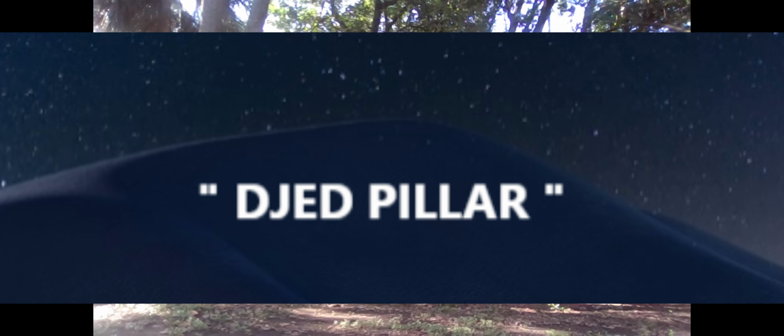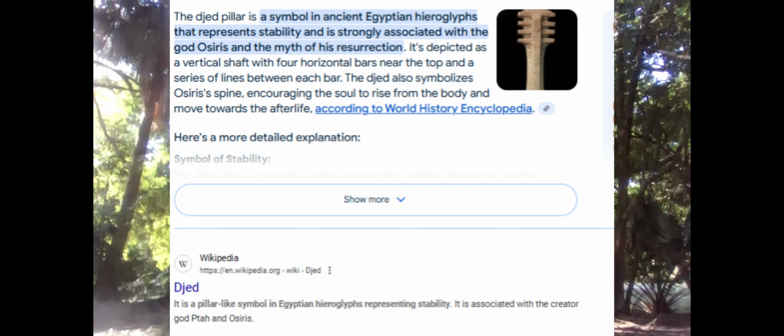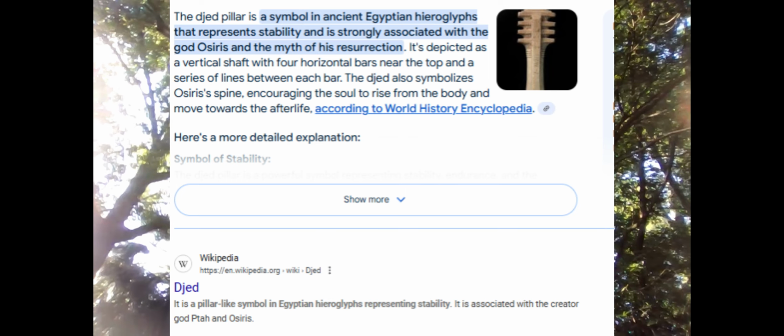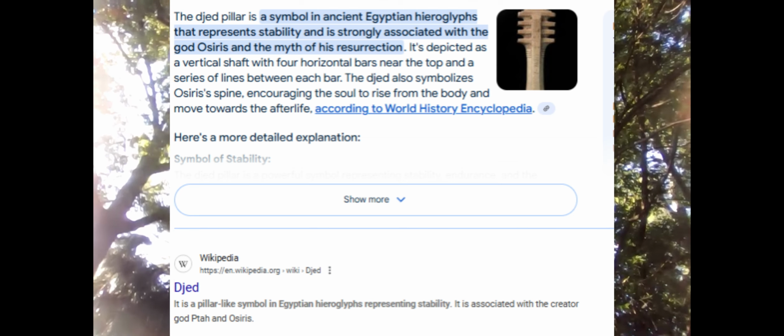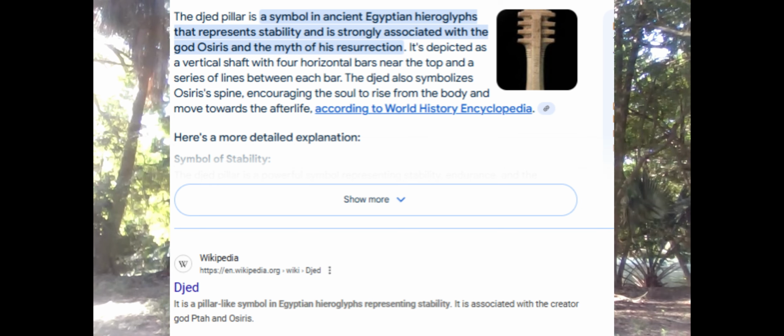Okay, so the historians say that the ancient Egyptian DJED pillar is a symbol that represents the backbone of Osiris. That's the main definition they're going to tell you when you look for the definition or the meaning of the DJED pillar. What they also might say is that the DJED pillar represents stability. And they don't really go much deeper than that.